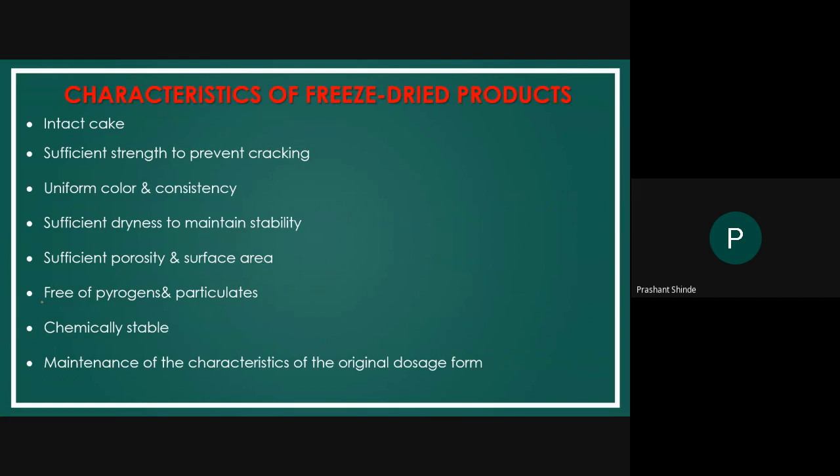This product has some characteristics. Intact cake: you get sufficient strength to prevent cracking. That means whatever cake you get has some strength, so ultimately the intact cake can be maintained. You will get uniformity in color as well as consistency of the product. Sufficient dryness, sufficient porosity and surface area will be achieved in the freeze-dried product. Again, the product will be free from pyrogens as well as particulates, and the product will be chemically stable. And the last point is that you are easily able to maintain the characteristics of the original dosage form.